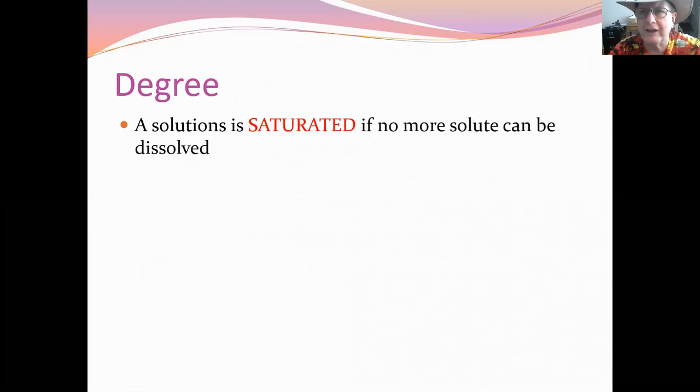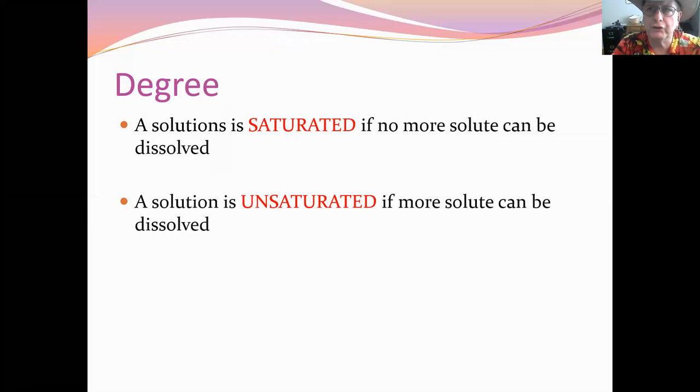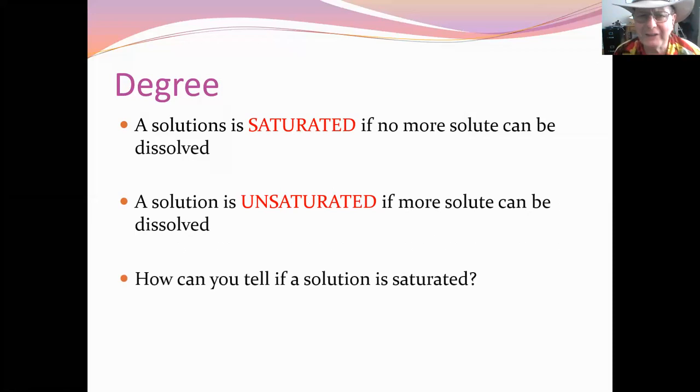Well, saturated is that situation where the solution can't takes no more. Saturated means that the solvent cannot take any more of the solute. Make sense, guys? So a solution is unsaturated if you can add more solute. So my question to you all is, how do you tell if a solution is saturated? You're looking at a solution. There is one thing that tells me immediately that that solution is going to be saturated. Anybody know what that is?